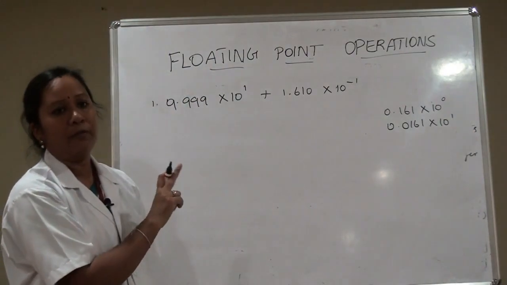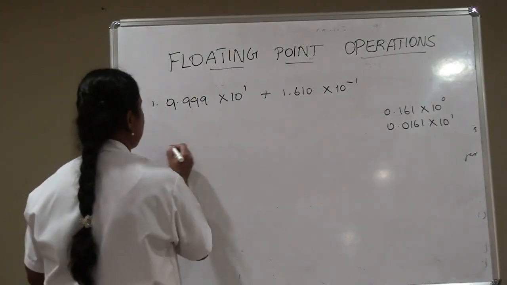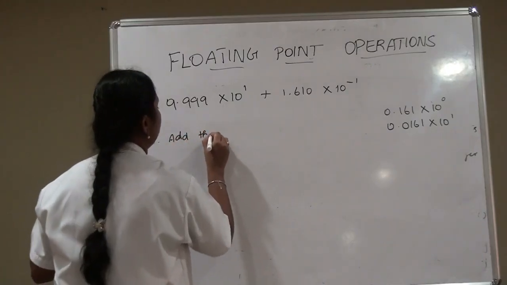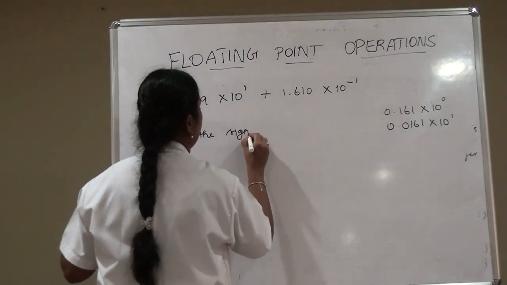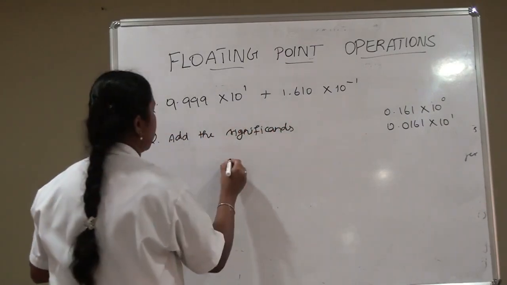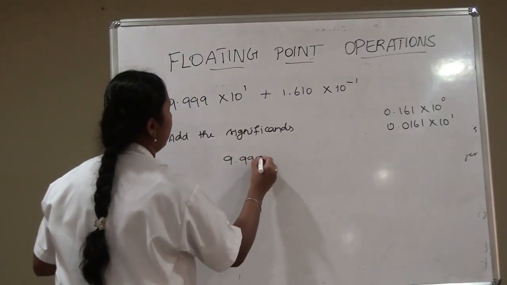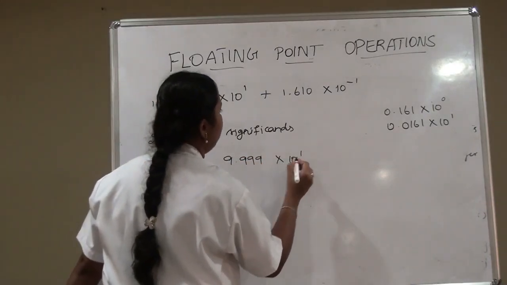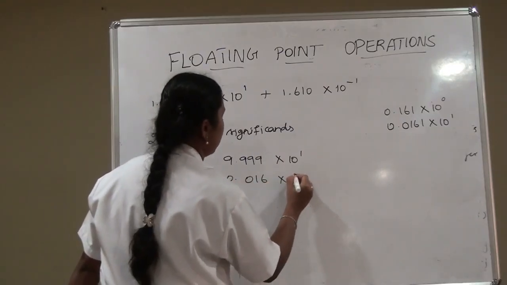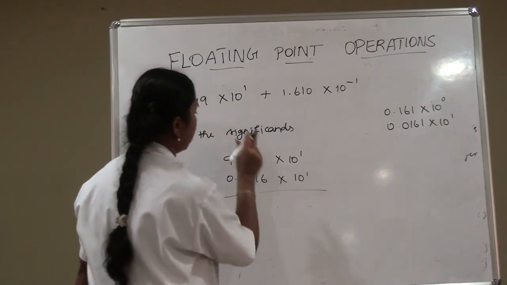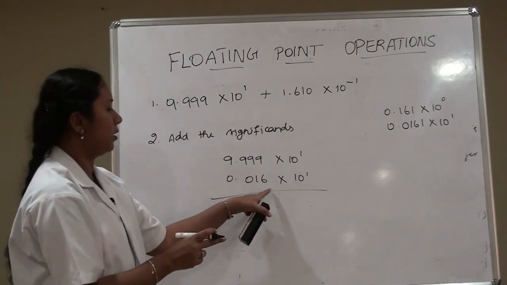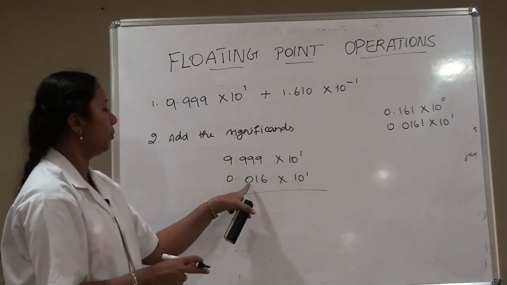Now we are going to perform the addition of these two significands, that is the second step. Our question is 9.999 into 10 power 1 along with 0.016 into 10 power 1. As in the given question, there are only 3 digits after the decimal point, we can also take up to 3 digits. So we can neglect the last 1 and take 0.016.